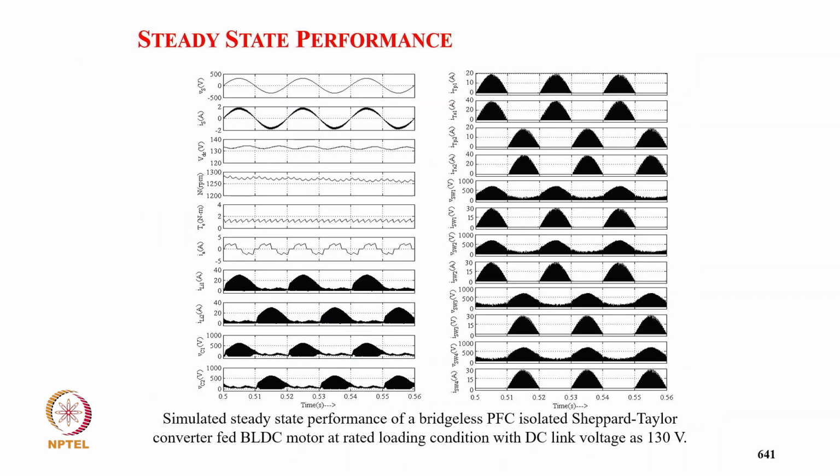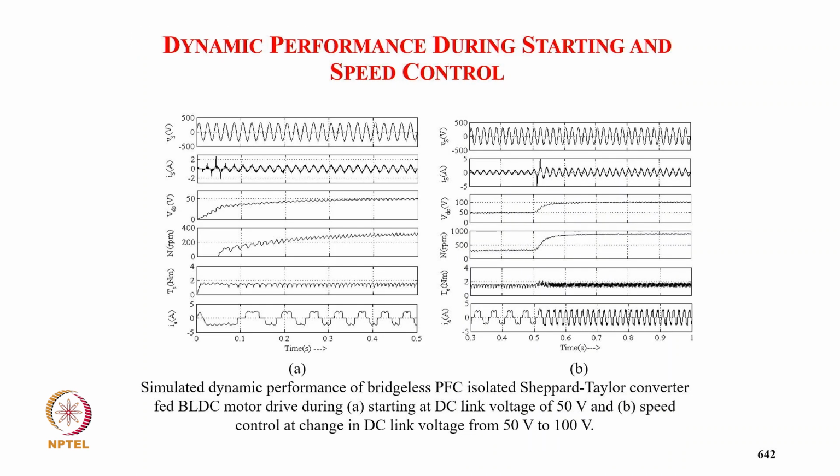The DC link values are all the same. So these are selected, and this is the simulated performance of input voltage and input current. The input current remains sinusoidal in phase with the supply voltage, almost sinusoidal, demonstrating unity power factor. Then the DC link voltage, speed, torque and winding current. All the input currents are discontinuous, the capacitor voltage is discontinuous, and the output current is also discontinuous in the output inductors.